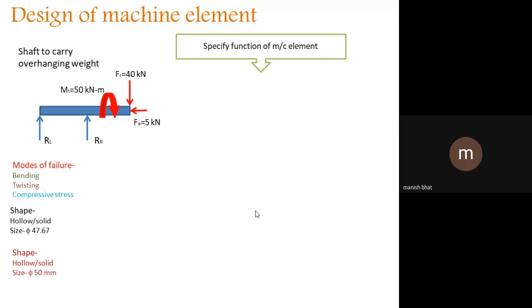So what becomes the function of the shaft? The shaft is supposed to hold the drum. It is rotating the drum along with the clothing. Number two, the shaft is supposed to operate at different speeds. So at different speeds that shaft will be run. So whenever I am supposed to design any machine element, I will be understanding its function.